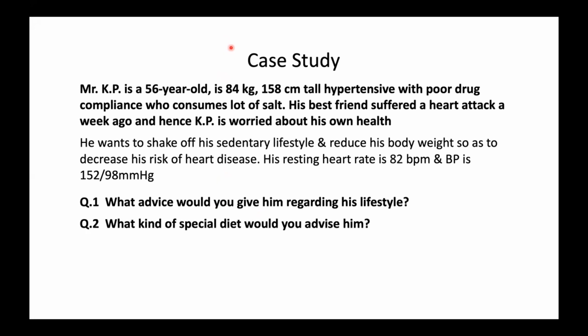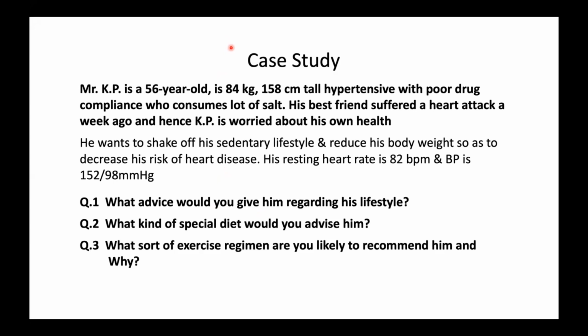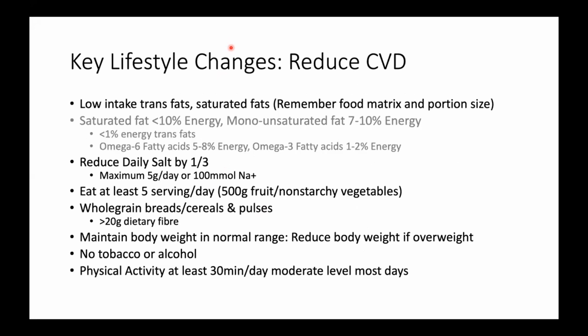So what kind of special diet should we offer him, and what sort of exercise regimes should we recommend to him, and why is it so? So, I will give you the answer. Basically, we have to decrease the trans fat and saturated fat, and we have to ask him to concentrate on the food matrix and the portion size. We have already discussed that saturated fat should be less than 10%. Omega-3 should be increased, trans fatty acid should be consumed less, and we should recommend that he consume around 5 servings of fruits and vegetables.